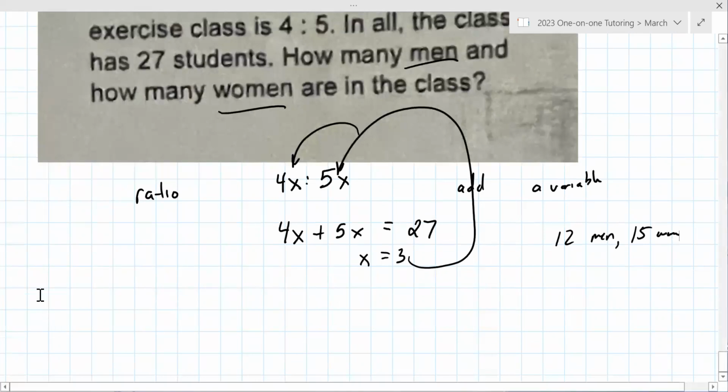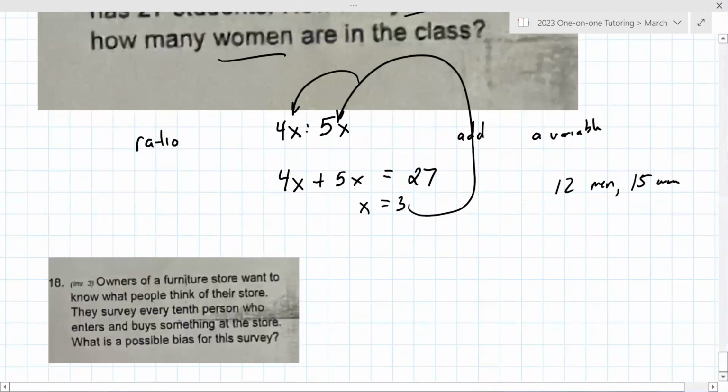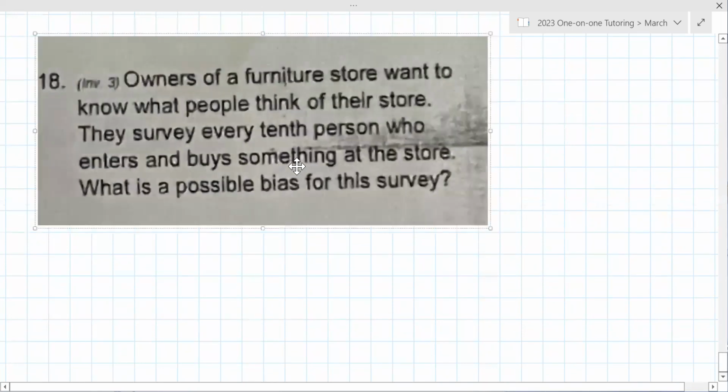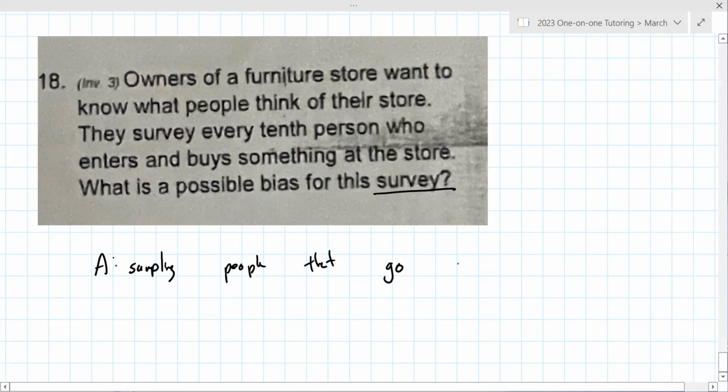All right, 18 here. Well, it looks like we'll have some time to go through some problems again. Owners of a furniture store want to know what people think of their store. They survey every 10th person who enters and buys something in the store. What is a possible bias for this survey? The answer here is that you're sampling people that go to the store already. Be like me asking you, what do you think of my tutoring service? You're kind of biased since you're doing it every week.